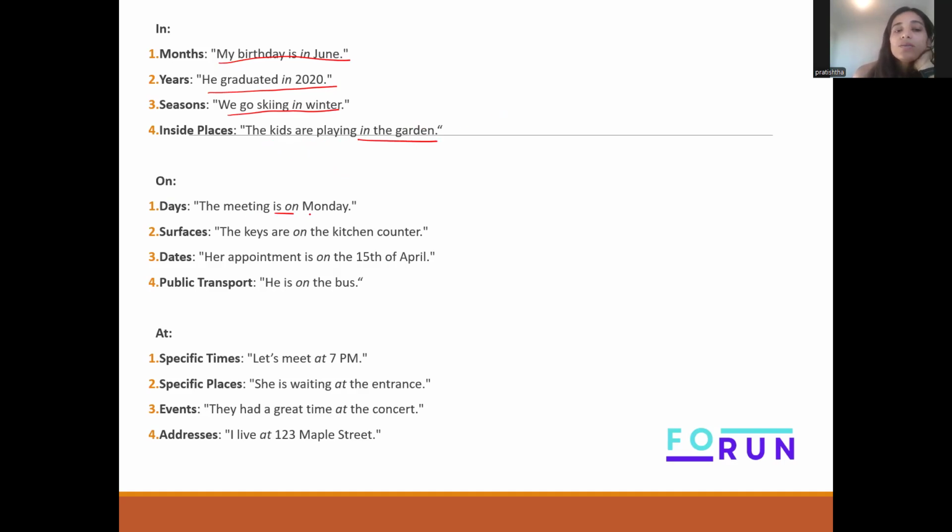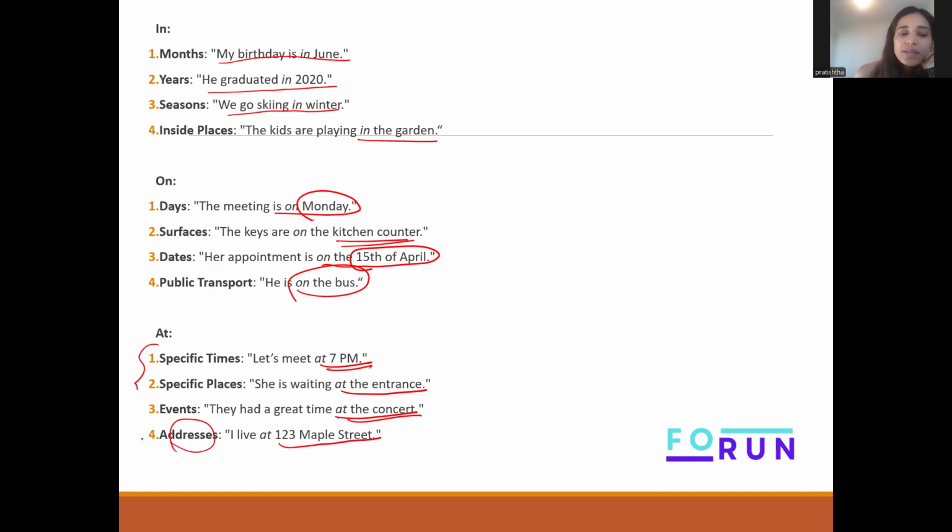On: the meeting is on Monday. The keys are on the kitchen counter. It's a surface. Her appointment is on the 15th of April. Public transport: he is on the bus. At is used for specific time. Let's meet at 7 p.m. Specific place: she is waiting at the entrance. Specific events: they had a great time at the concert. And addresses: I live at 123 Maple Street.